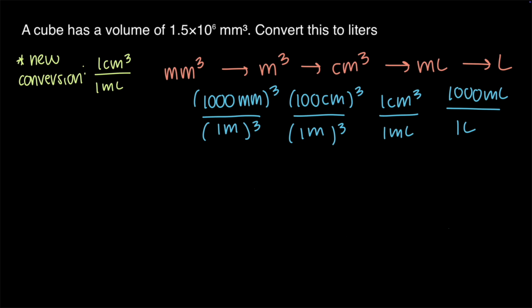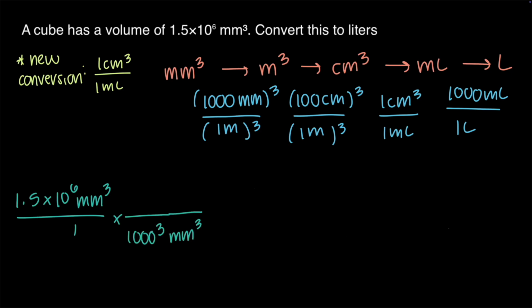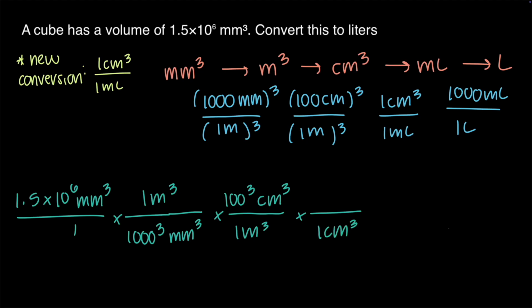We start with 1.5 times 10 to the 6 cubic millimeters over 1. In the next fraction, we put 1,000 cubed millimeters cubed on the bottom and 1 cubic meter on the top. In the next fraction, we put 1 cubic meter on the bottom and 100 cubed centimeters cubed on the top. In the third fraction, we put 1 cubic centimeter on the bottom and 1 milliliter on the top. In the next fraction, we put 1,000 milliliters on the bottom and 1 liter on the top.